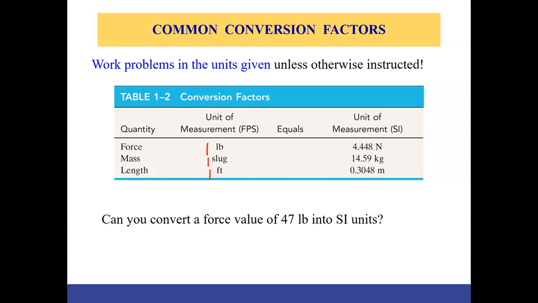So can you convert 47 pounds into SI units? Can you convert this into newtons? You can pause the video and try to convert this into newtons. And the answer is 209.06. You multiply 47 by 4.448, and then you get the answer in newtons.